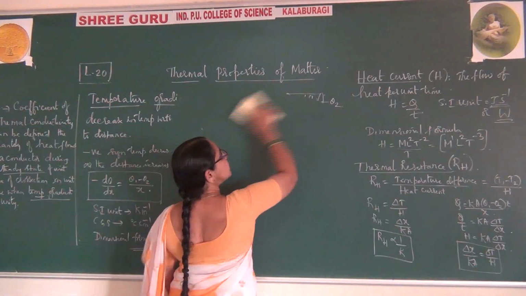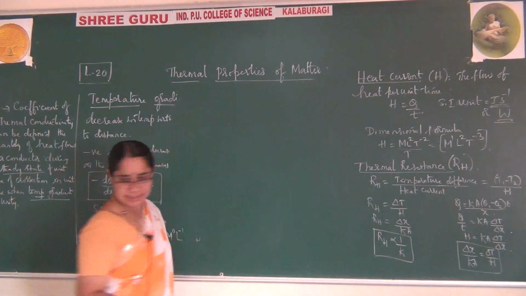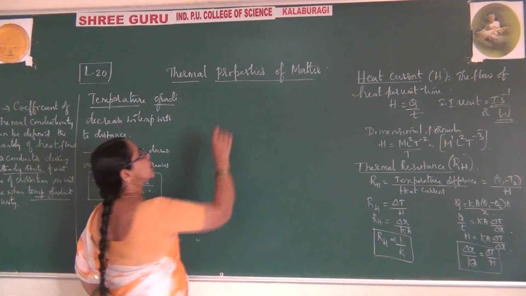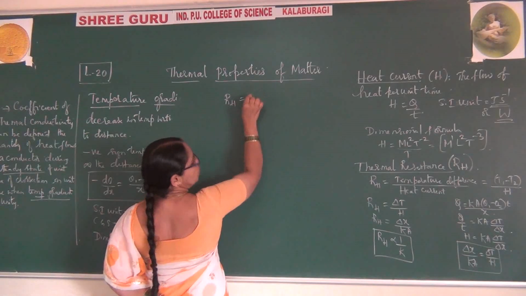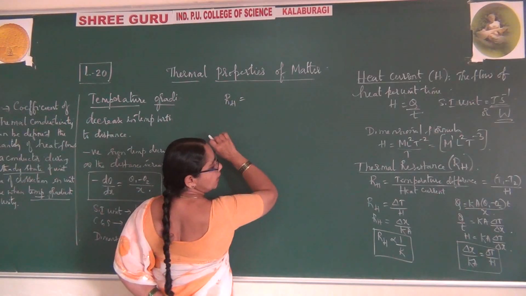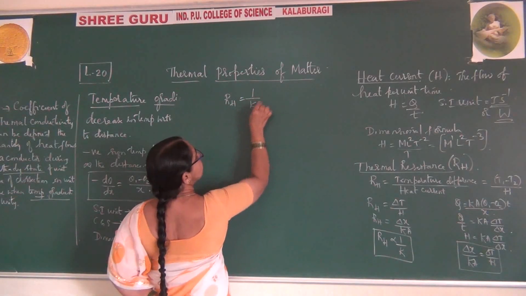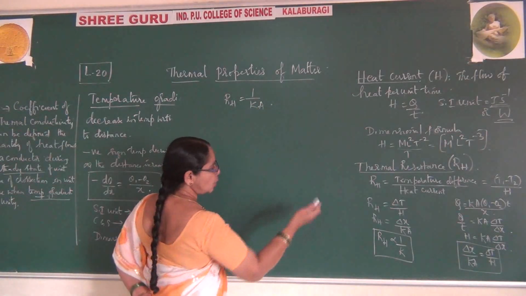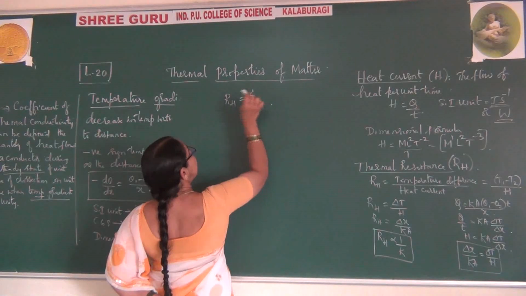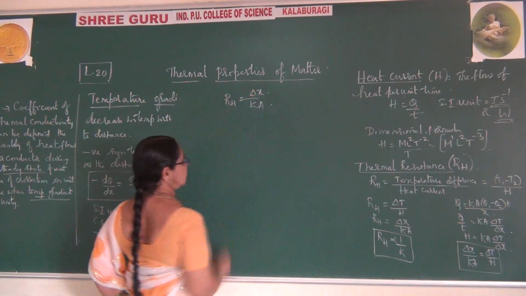I will tell you how to write this. The thermal resistance, please observe the SI unit for this, where you know R_H is nothing but 1 by KA. Right? This is the one formula you have. Or you can write it in terms of delta X by KA, like this.